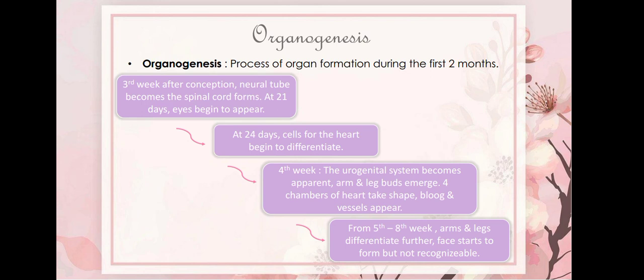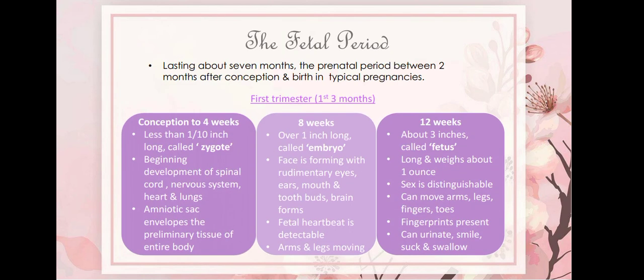And then from the 5th to 8th week, arm and leg differentiation goes further and the face starts to form but is not recognizable. The looks start to form. The arm and the leg start to form in the 5th to 8th week. And then it continues, the fetal period, lasting about 7 months, the prenatal period between 2 months after conception and birth in typical pregnancies.